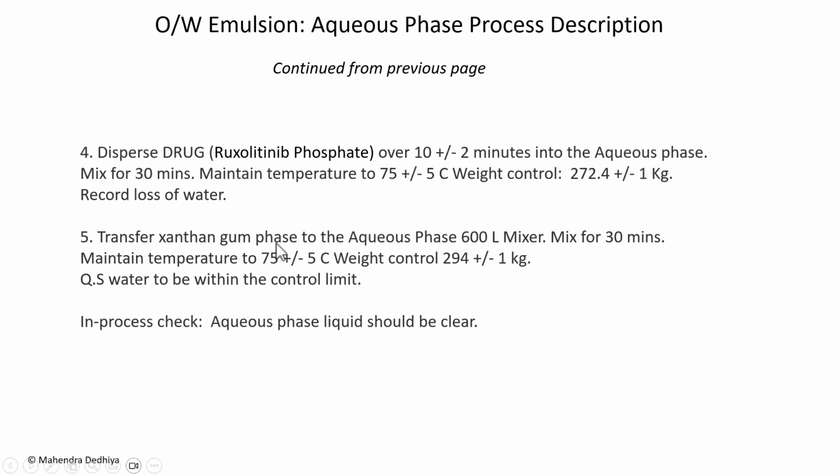Transfer xanthan gum phase to the aqueous phase. Mix for 30 minutes. Maintain temperature. Weight control again should be an in-process control. At this point, the aqueous phase should be a clear liquid, free of lumps.